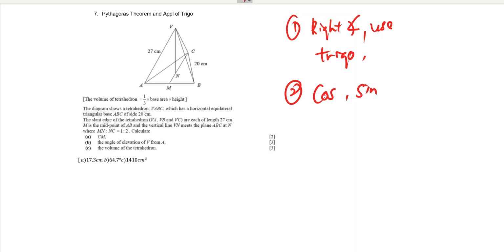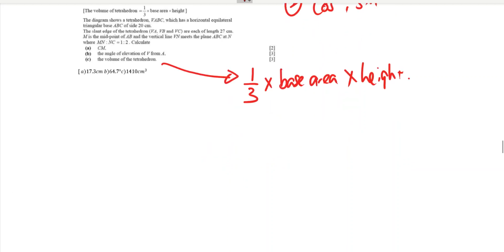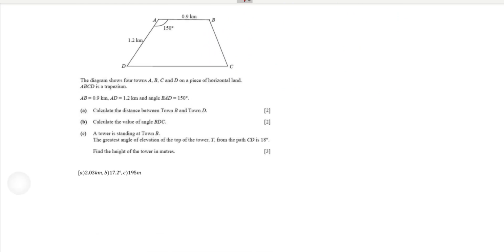The volume of this tetrahedron is triangular in shape. Anything that is triangular in shape always has the fraction 1/3 times base area times height. Try this as well. Very high chance something like this will come out, where sine rule and cosine rule are incorporated in angle of elevation in a 3D diagram. I have two questions here for you to try.